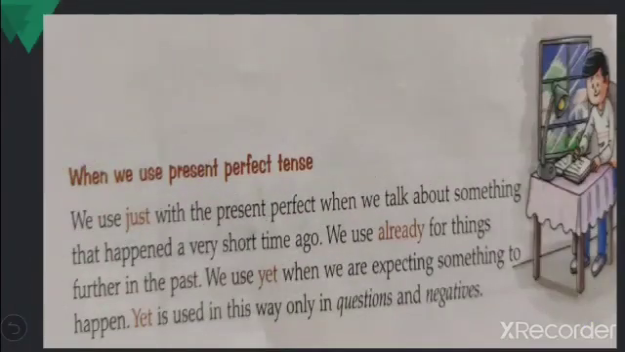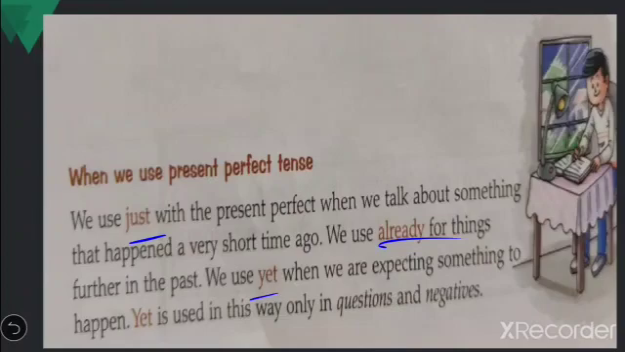Now here we'll see when we use the present perfect tense. We have already seen these words: just, already, yet. Now look here. We use just with the present perfect when we talk about something that happened a very short time ago. I told you before also, again and again, that when some action happens a short time ago, 5 minutes ago, we have to use just. "I have just met him."